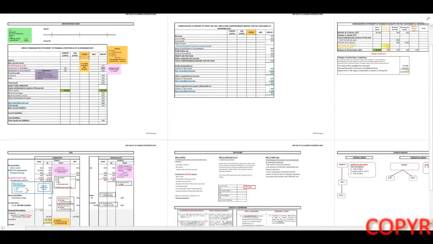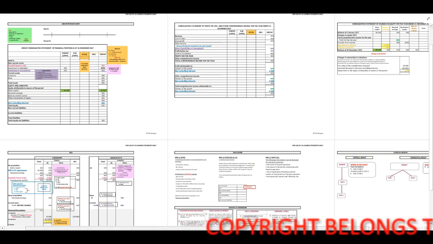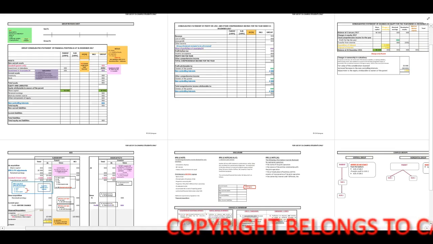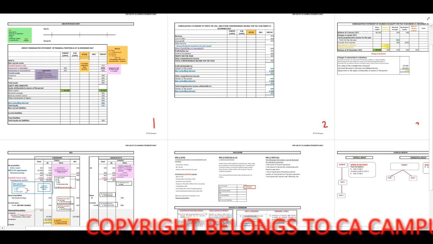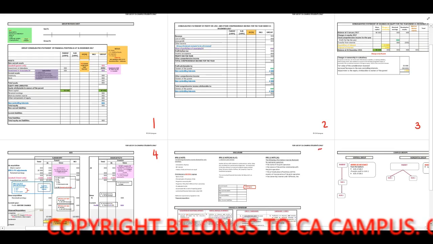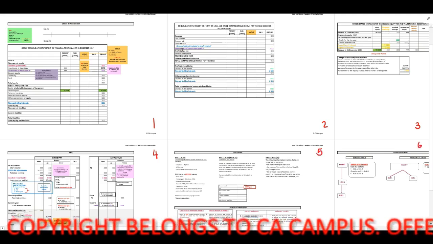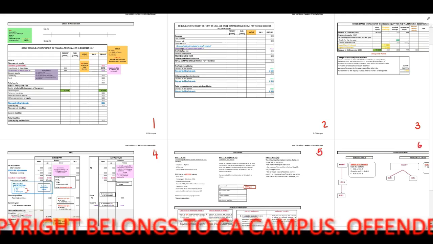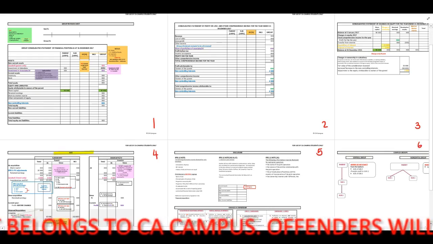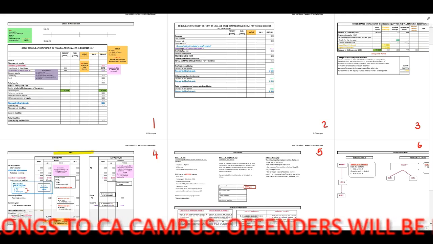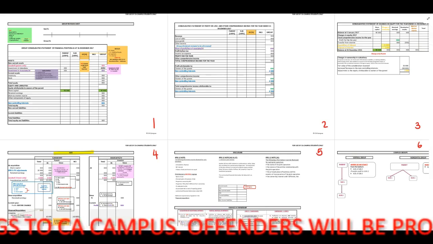Now what I want you to do is please have a look at your lecture notes. This will be our group revision lecture notes. You will identify that there are 6 pages. So what I want you to do is please take out your analysis of owner's equity page and keep this next to you.